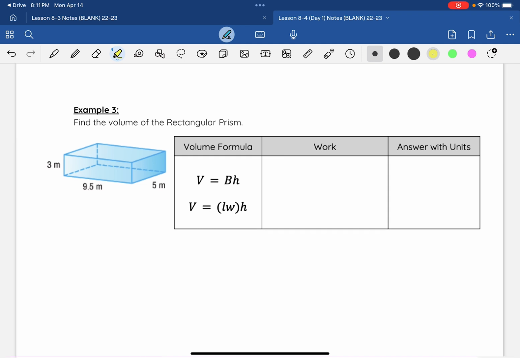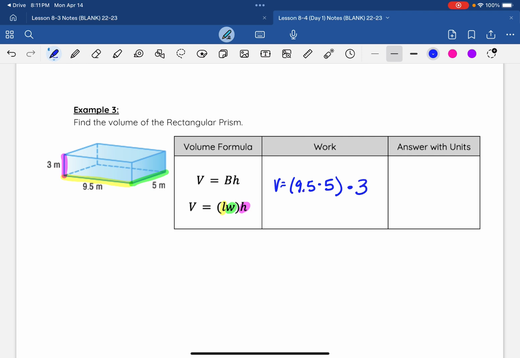Okay, example number 3, it says find the volume of the rectangular prism. So again, we're going to have our length, our width, and then our height. So our length is in that front again. Our length is 9.5. Our width is going to be from front to back. How wide is it? And then our height is from top to bottom. How big is it? So in parentheses, we're going to have our length of 9.5 times our width of 5. And then we have that times our height of 3.